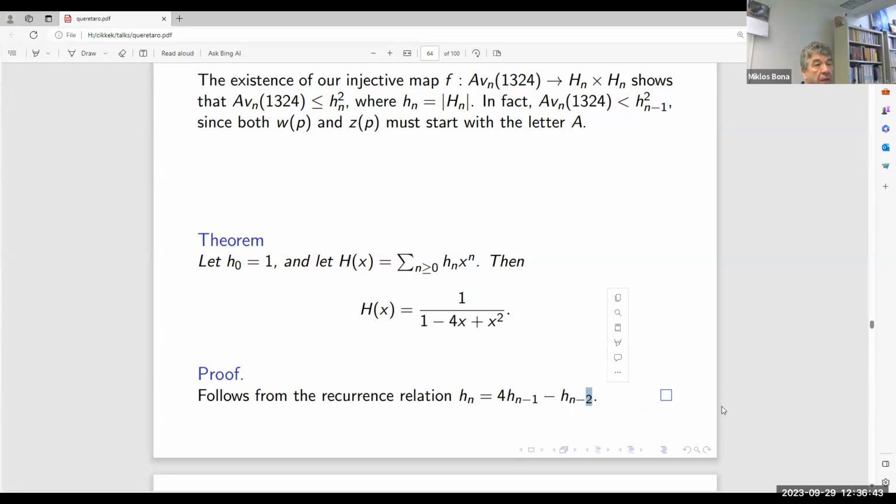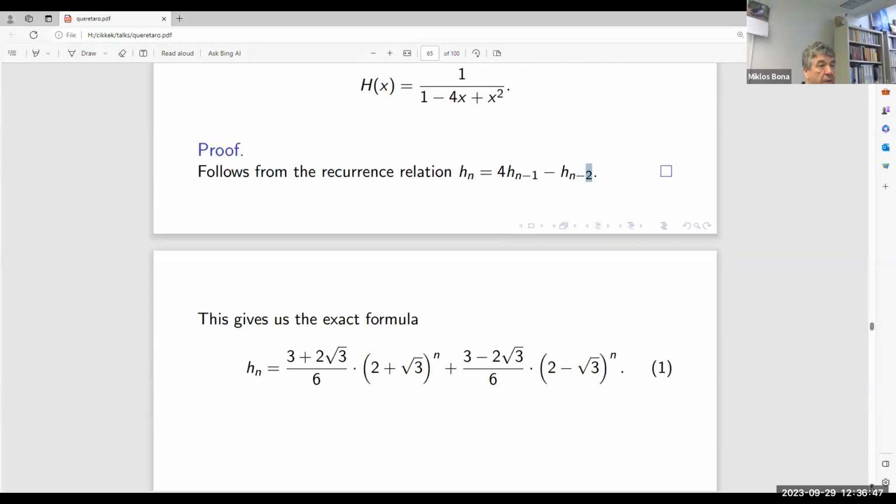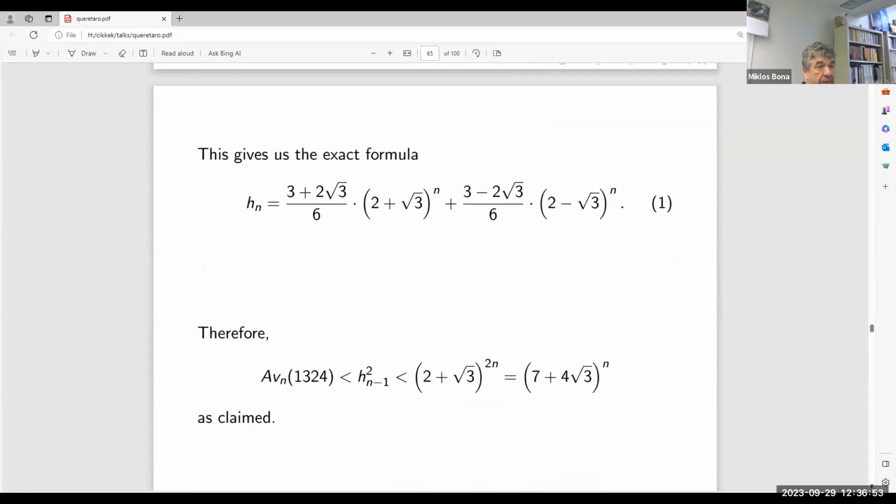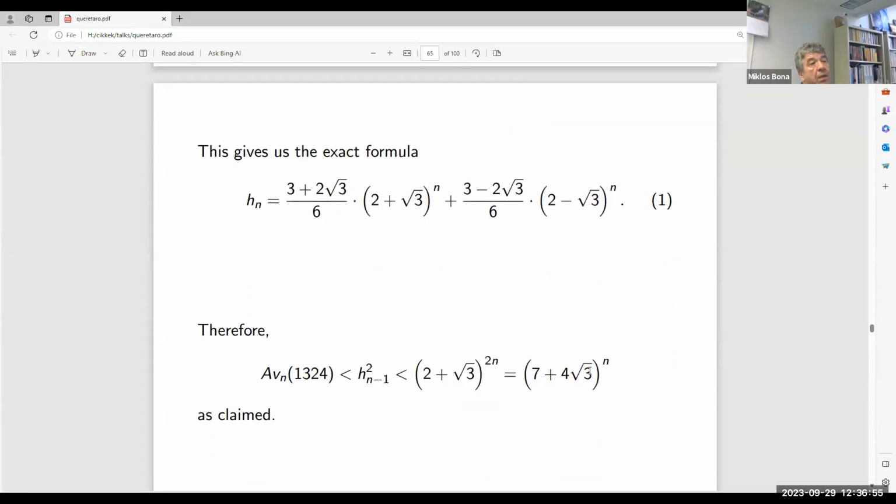Okay? So from this, you can compute an explicit formula for the numbers Hn, and then you take the square of that, and that gives you the upper bound that I promised. So this is a better upper bound. You see there's still a waste in the method in that we treat the 2 words independently, and we just take the upper bound for the number of such words, and it's square, and then we take the square of that.